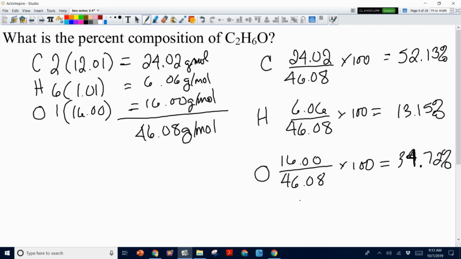Now we should be able to check our work by adding these, and they should equal 100. So 52.13 plus 13.15 plus 34.72, and it adds up to 100. So that makes me believe these answers are correct. That's percent composition. So carbon is 52.13%, hydrogen is 13.15% by mass, and oxygen is 34.72% composition, percent composition.